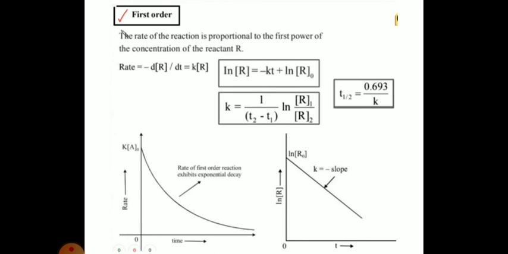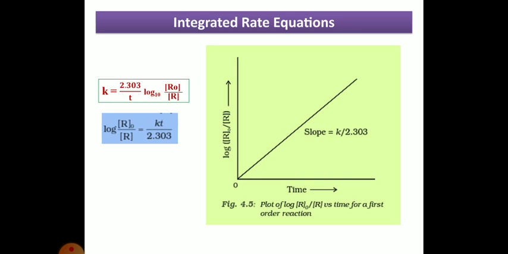Now in our next lecture we are going to derive the integrated rate equations for second order reactions, and a number of equations can also be derived for different types of reactions. So this is the plot for the first order integrated rate equation. Log to the base 10 of concentration R0 divided by R we have plotted on the y-axis versus time, and the slope we are getting is nothing but k divided by 2.303.